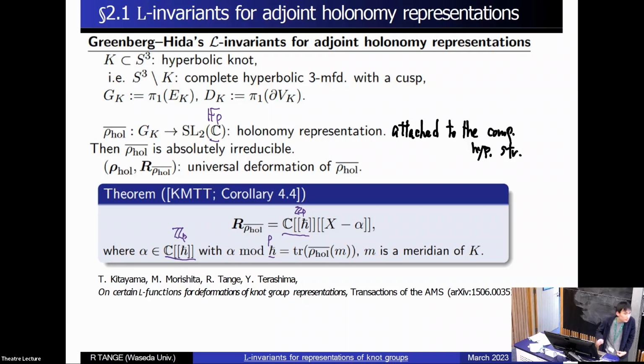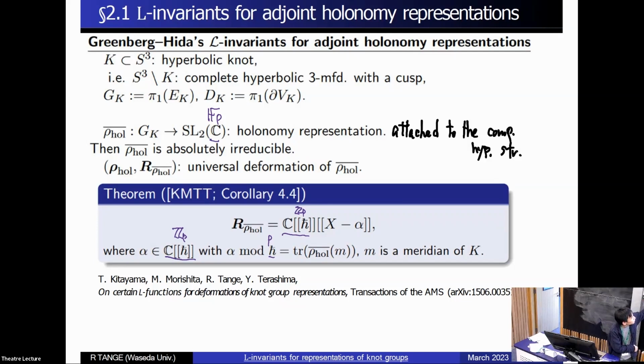If you have other rho to F_p from a hyperbolic knot, do you also still have a nice form for this universal deformation ring? Yes. It doesn't matter for the holonomy representation. If the representation is absolutely irreducible, you can consider the universal representation.